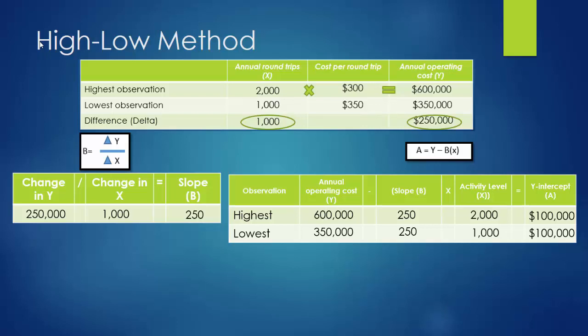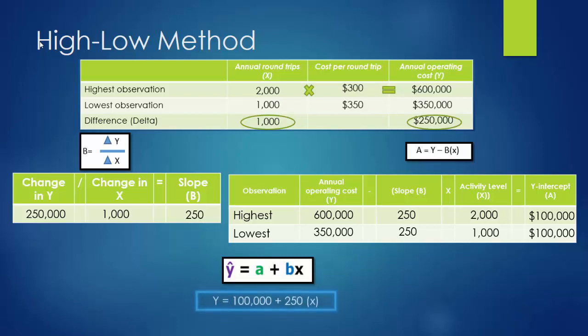Now we have A, and now we have B, which is convenient because our formula was y hat equals A plus BX. So our predicted annual operating costs are going to be equal to the constant that we have to pay, which is our y-intercept, plus our slope, the increase that we have for each additional unit of X, each additional round trip in this case, times the budgeted amount of round trips that we're going to make. And to set this up mathematically, we know that our A was 100,000 and our B was 250, so we can solve for any budgeted quantity we want by taking the formula of y hat equals 100,000 plus 250 times X.